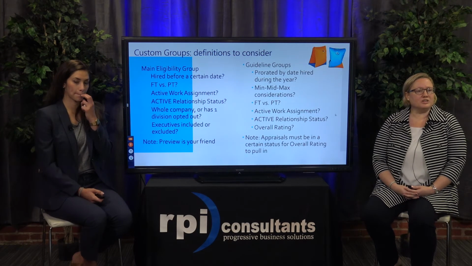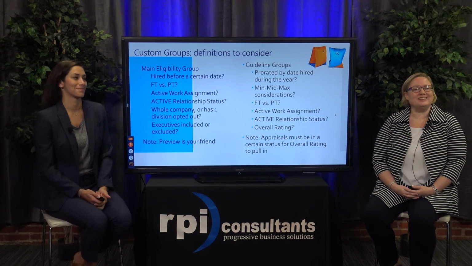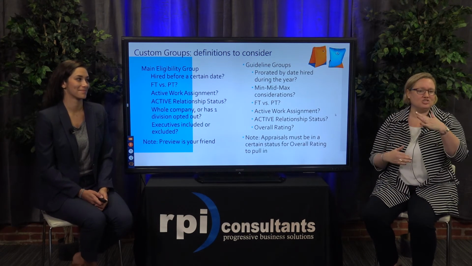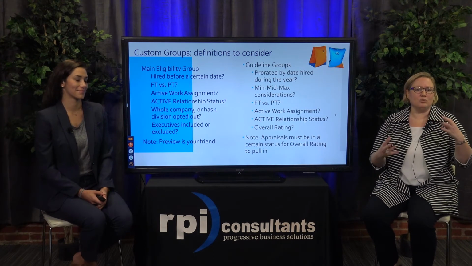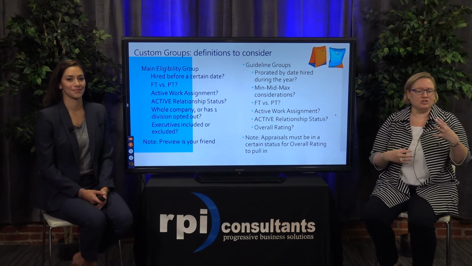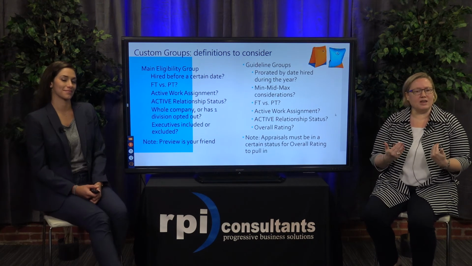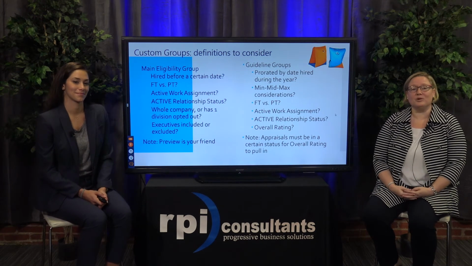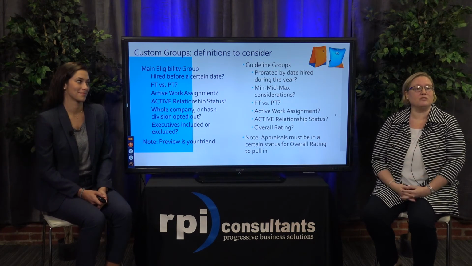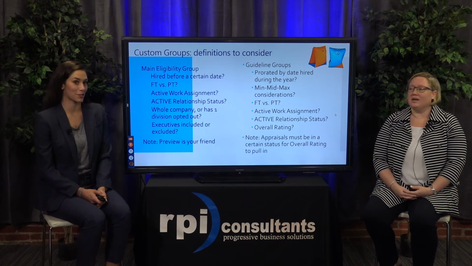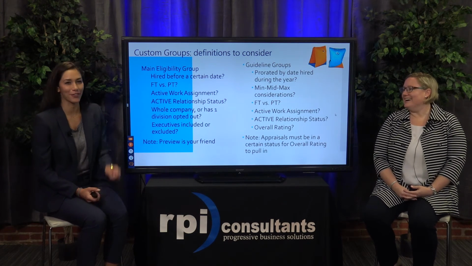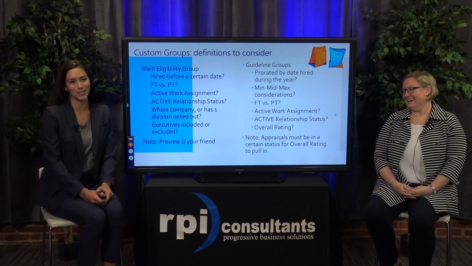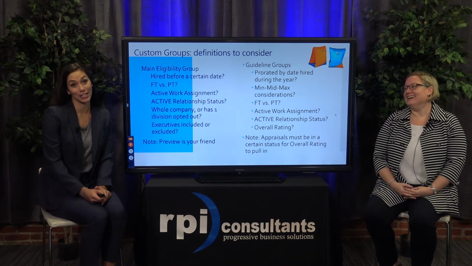And a note with the custom group, preview is your friend. If you click on the preview, it'll generate an exact list of who that definition includes, and you can go through that and make sure you're seeing everybody you wanted to see and that you're not seeing people that aren't eligible for this particular merit. Sometimes it's your enemy too, though. If you think you have it and you're so close and you hit preview and nobody shows up, but it is your friend.